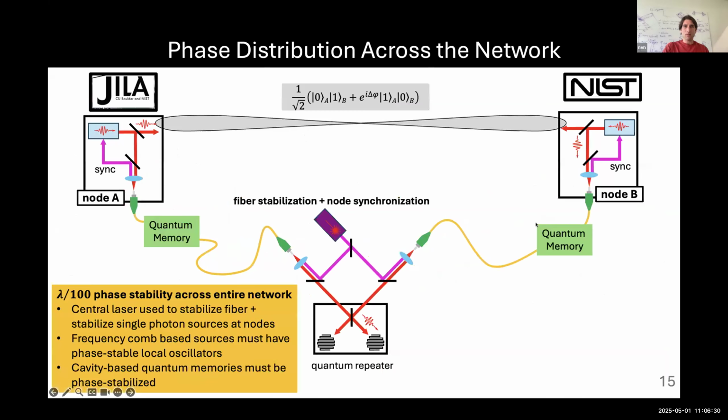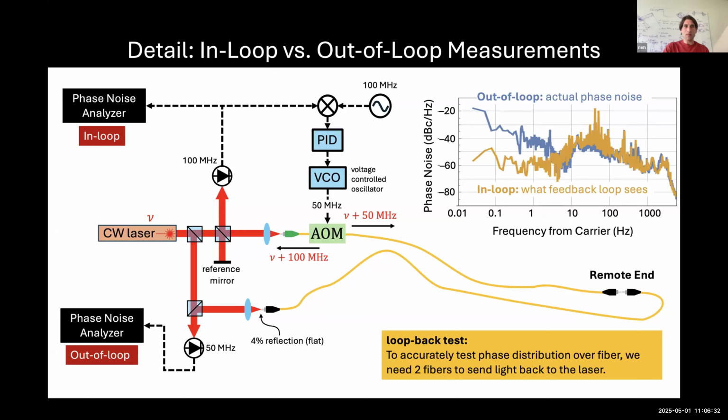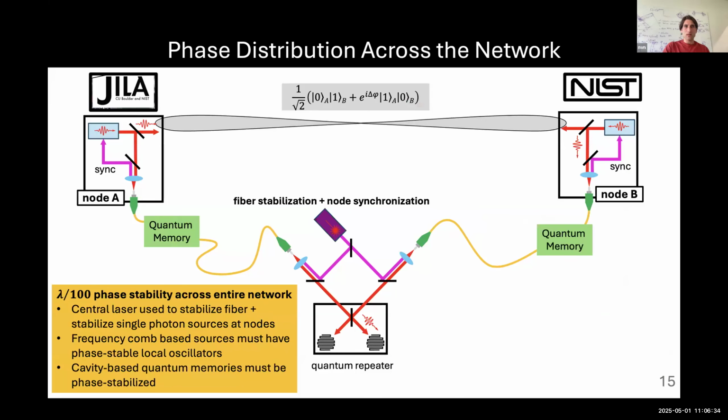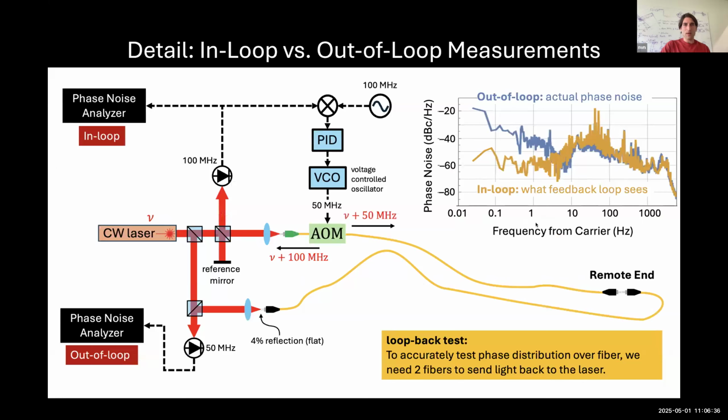Okay, maybe I will just mention this, but there's a right way and a wrong way to do phase noise measurements. I think a lot of people do what I call in-loop measurements. Basically, you're measuring the phase noise that the feedback actuator thinks it sees. And that's not the same as the actual phase noise in the system.